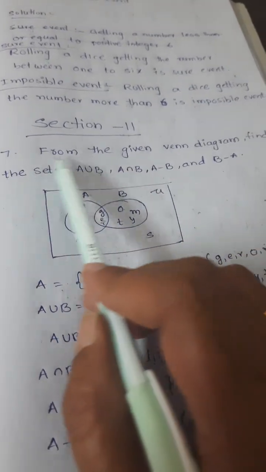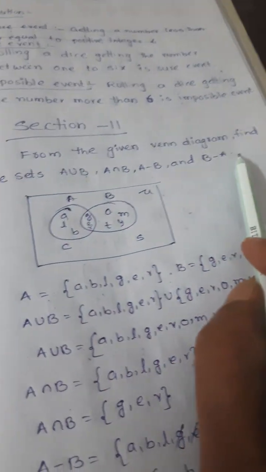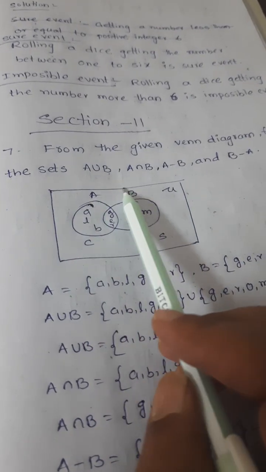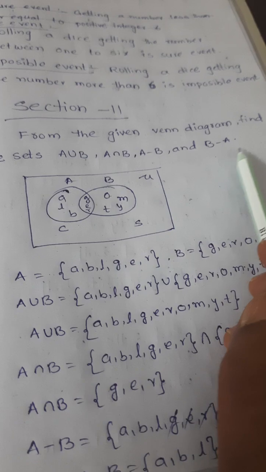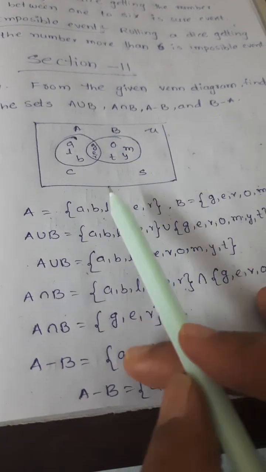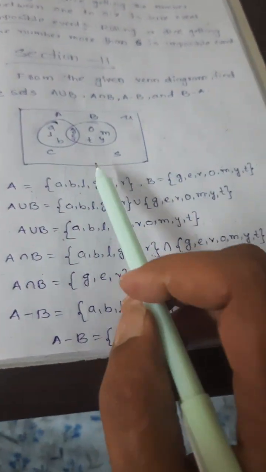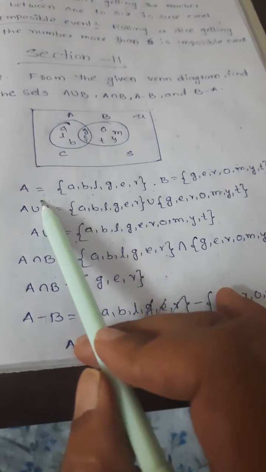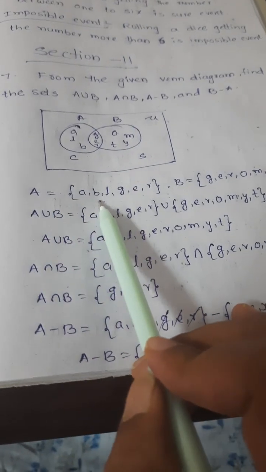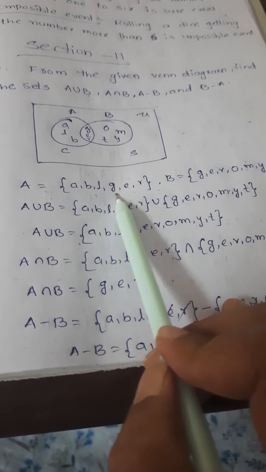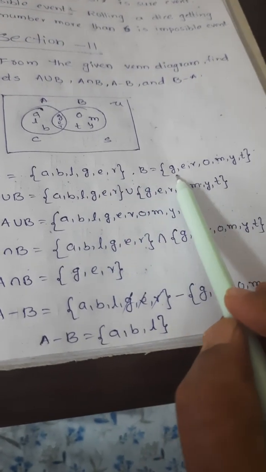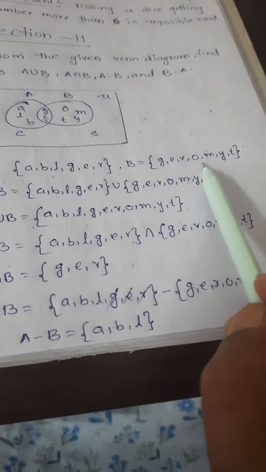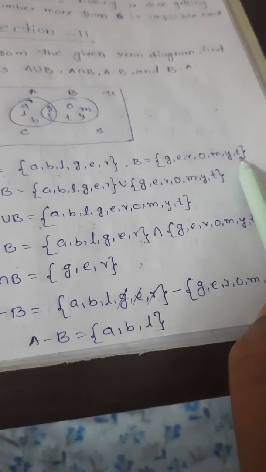From the 7th question, from the given Venn diagram, find the sets A union B, A intersection B, A minus B and B minus A. If we observe the Venn diagram, the elements in A are A, B, L, G, E, R. In B, the elements are G, E, R, O, M, Y, T.